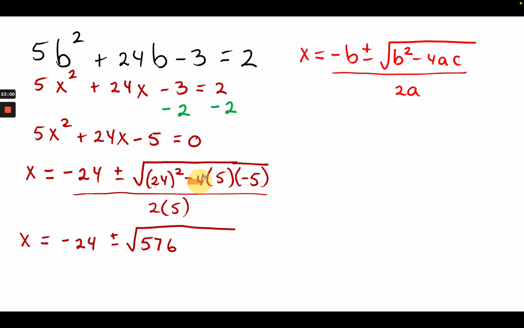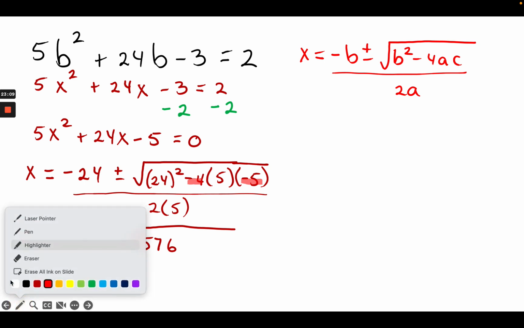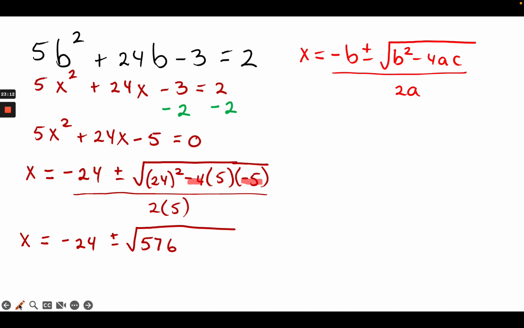So I've got a negative 4 times a negative 5, okay? So negative 4 times a negative 5, that's going to give me a positive 20, right? Then 20 times 5 gives me 100. So this is plus 100, all over 10.